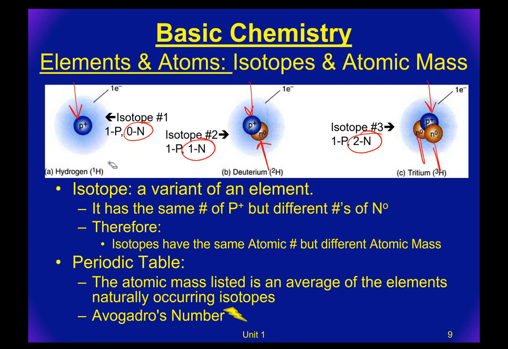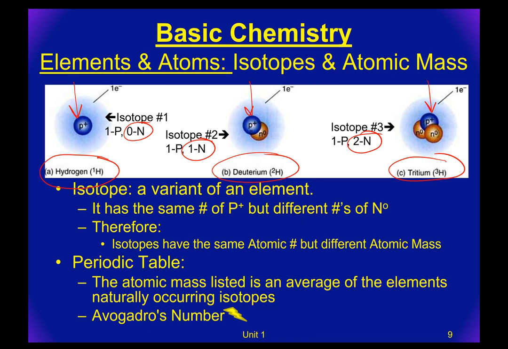And because scientists have to be very, very complicated about everything, this is called hydrogen, this is called deuterium, this is called tritium. But technically, they are all still hydrogen. An isotope is a variant of an element. It has the same number of protons, but different numbers of neutrons.